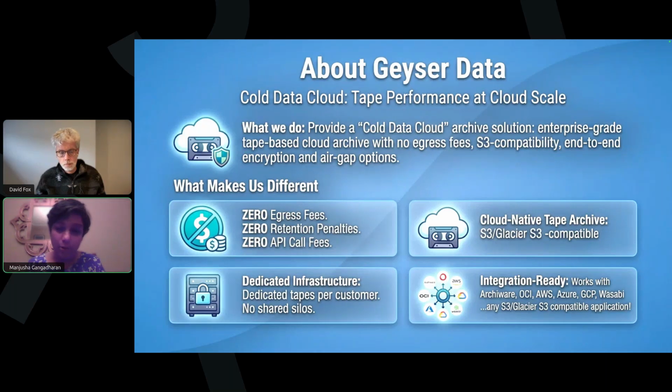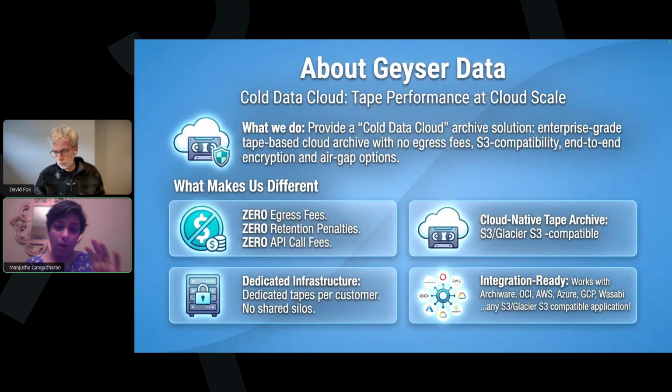We are cloud native. Like I said, we are S3 and Glacier S3 compatible. One of the big differences between us and any of the hyperscalers is that we dedicate tapes per customer. So if you were to sign up with us for storage, the media that we allocate to you is only allocated to you. So one tape will contain data only for that customer. There are no shared silos. So how does that make a difference?